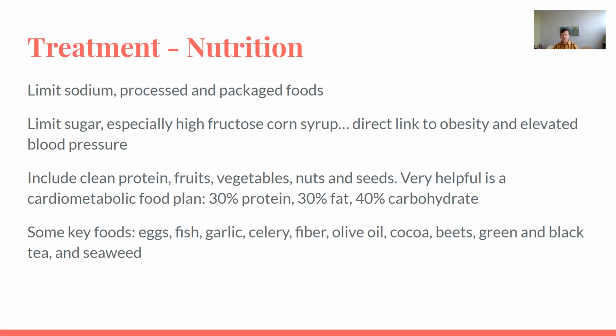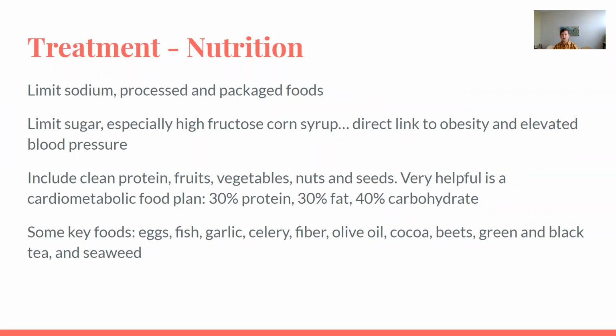Limiting sugar, especially high fructose corn syrup. And it's really interesting that there's actually a direct link to obesity and elevated blood pressure with that high fructose corn syrup. And it gets mediated by something called uric acid, which is something that we can measure, which is pretty interesting. Really important to include lots of clean proteins, fruits and vegetables, nuts and seeds.